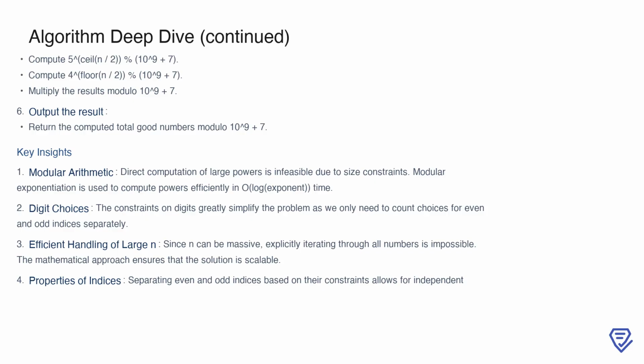To handle modular arithmetic efficiently, we compute the contributions for even and odd indices using modular exponentiation. This technique allows us to calculate large powers modulo a given number in logarithmic time. First, we compute 5 raised to the power of the number of even indices, modulo 10 to the power of 9 plus 7. Then, we compute 4 raised to the power of the number of odd indices, modulo the same value. The final result is obtained by multiplying these 2 values, again using modulo 10 to the power of 9 plus 7 to ensure the result remains within bounds. This approach is efficient and avoids the need to explicitly generate or iterate through the numbers. Once these calculations are complete, we can directly return the total count of good numbers, modulo 10 to the power of 9 plus 7.